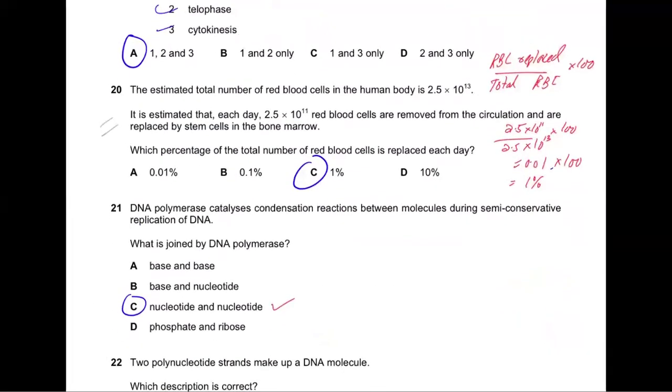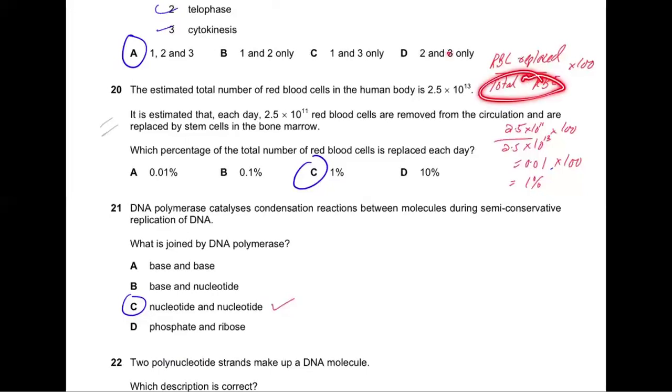Question 20. The estimated number of RBCs in the human body is 2.5 × 10^13. It is estimated that each day 2.5 × 10^11 RBCs are removed from circulation, so they must be replaced from the bone marrow. Which percentage of the total number of red blood cells is replaced each day? Now, what will we do? RBC replaced upon total RBC.